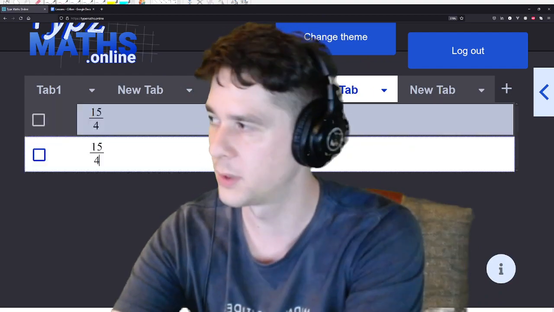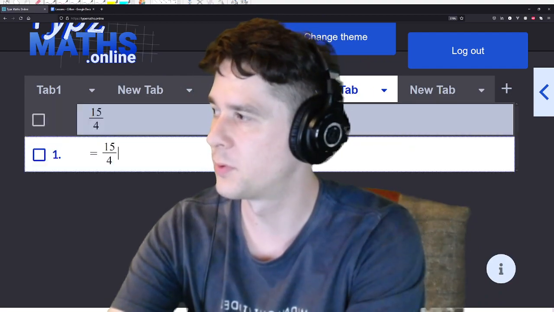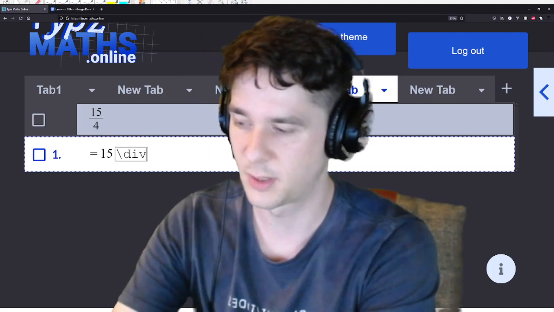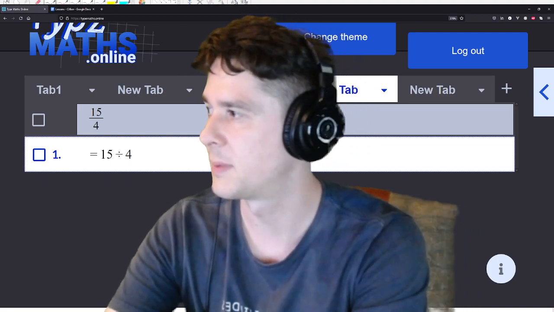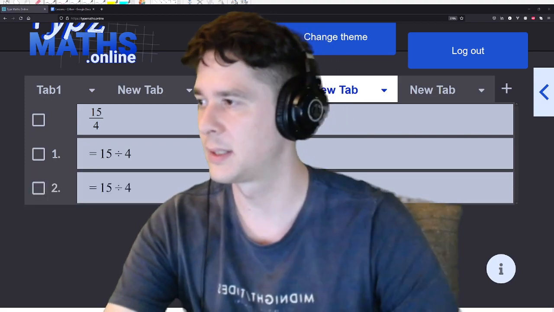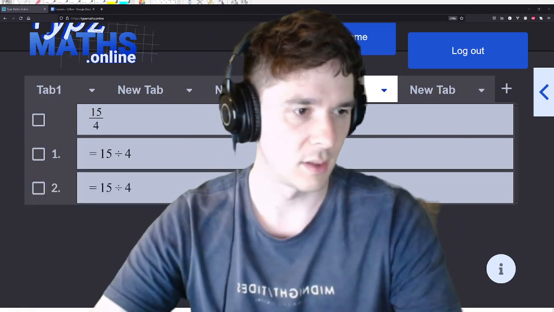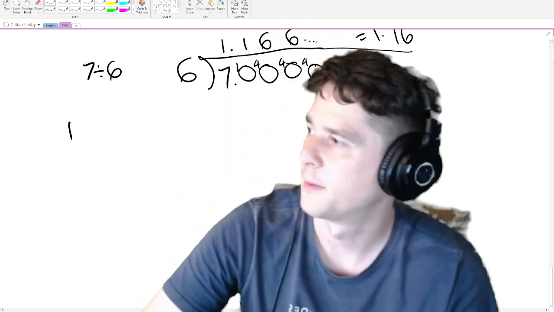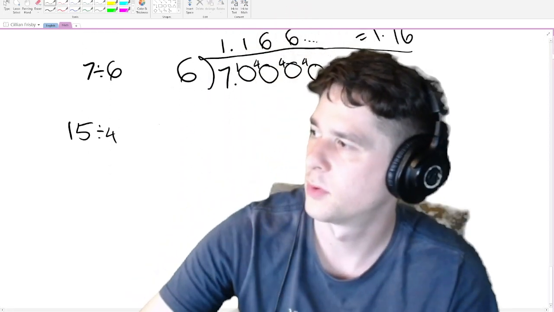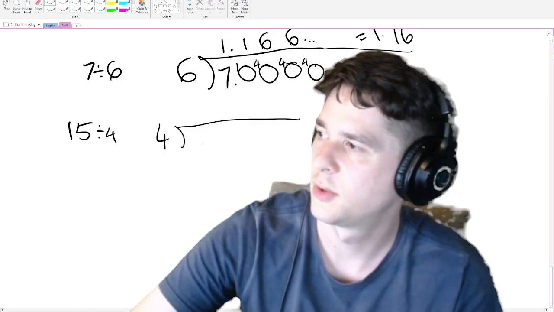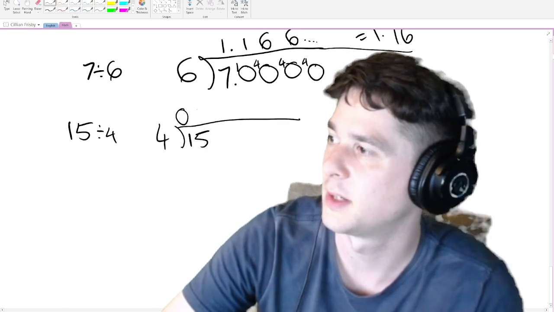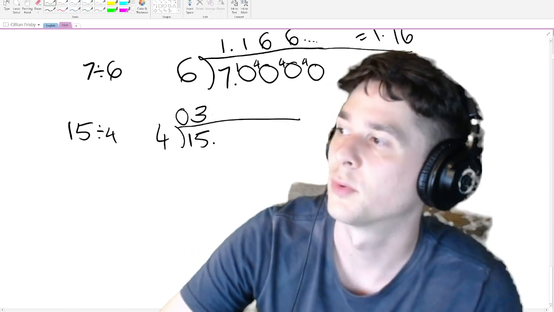15 over 4. So 15 over 4 is not something we can simplify, so we can just think of it straight away as 15 divided by 4. So let's go back to our notebook, and we'll say 15 divided by 4. Well, that's 4 into 15. 4 goes into 1 0 times, 4 goes into 15 3 times, with a remainder of 3.